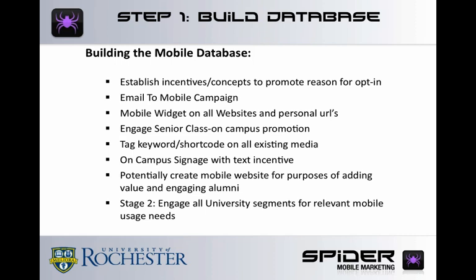These are the steps I use to build a mobile database: establish the reasons and incentives; take your email database and build a mobile widget in that email and blast an email out asking them to opt into their mobile club to receive XYZ; build a mobile widget on all their websites and personal URLs; engage the senior class for on-campus promotion; tag their keyword and short code on all media; use on-campus signage with a text incentive; and potentially create a mobile website.